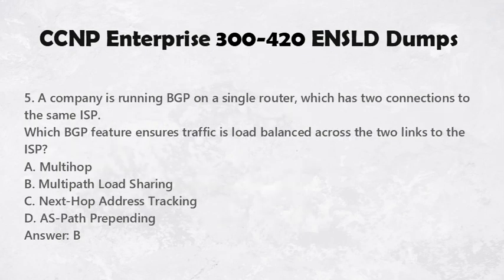5. A company is running BGP on a single router, which has two connections to the same ISP. Which BGP feature ensures traffic is load balanced across the two links to the ISP? A. Multi-hop. B. Multipath load sharing. C. Next hop address tracking. D. AS path prepending. Answer: B.